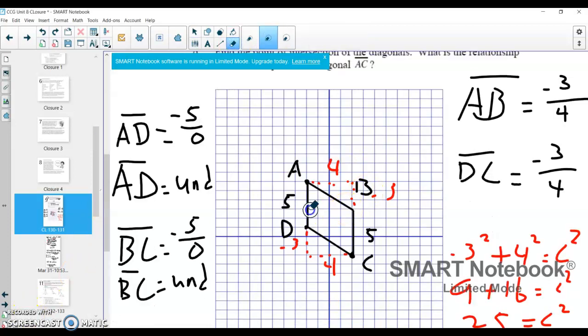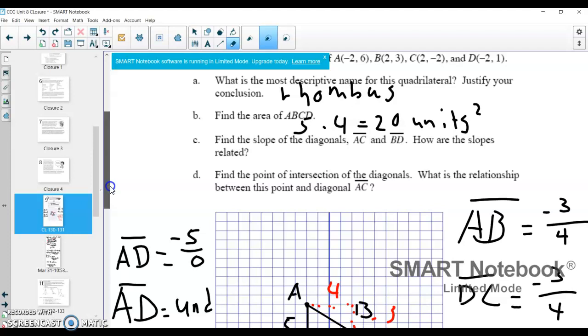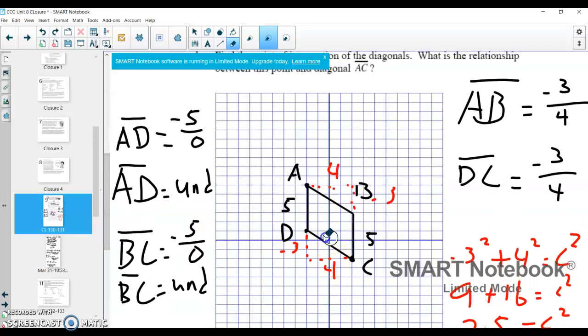The next part here, part C, says find the slope of the diagonals AC and BD. I'm going to do some erasing here. Try to clean this up just a little bit. So I've got to find the slope of AC and BD. I'm going to put a line in. I'm actually just going to start with AC so we can see it a little bit better.